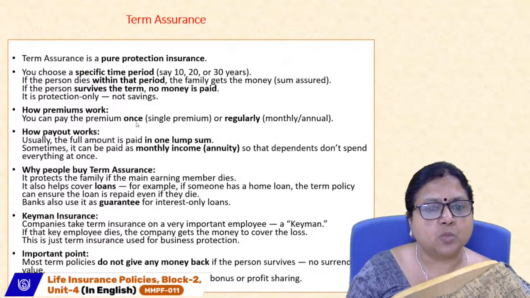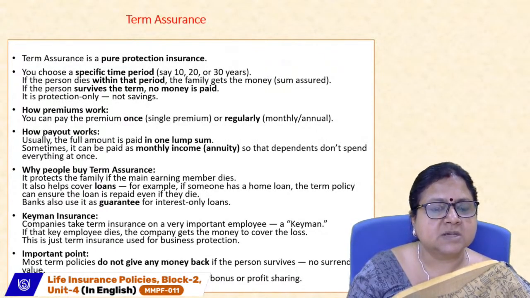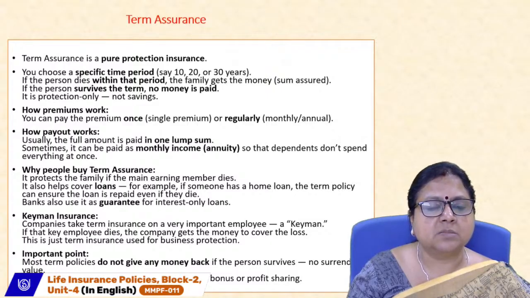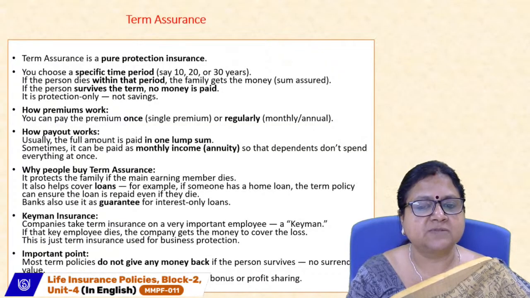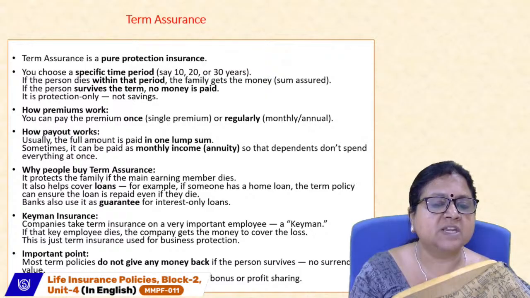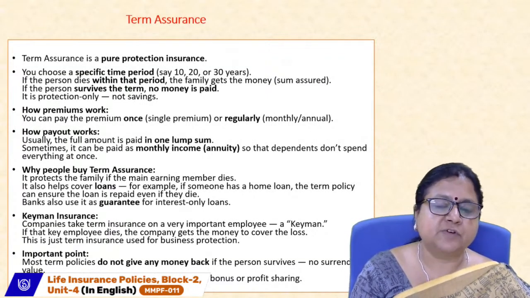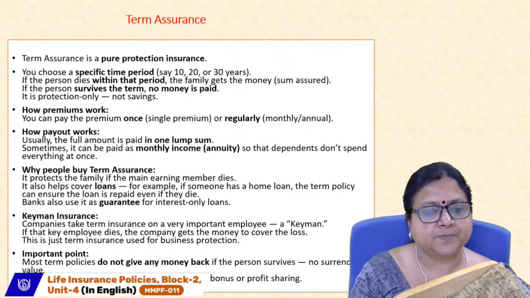So you can pay a premium once as a single amount, or regularly, monthly or annually. Usually the full amount is paid in one lump sum. Sometimes it also can be paid in monthly installments, and it protects the family if the main earning member dies. It also helps to cover loans. For example, if someone has a home loan, the term policy can ensure the loan is repaid even if they die. Banks also use it as a guarantee for interest only loans.